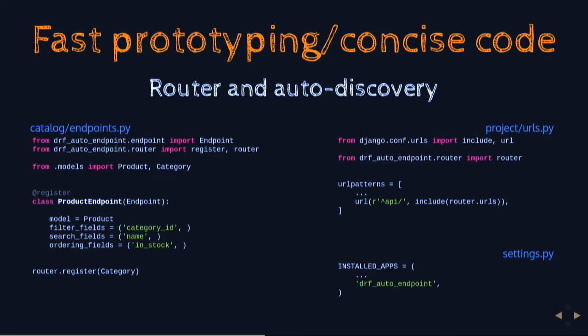auto-discovery that is used by Django Admin, and it will look into your application for all endpoints.py files, and once it finds one, it's going to load it and try to register everything that's in it. So you can see here we're using the register decorator on a full endpoint class, and once again, just as with Django Admin, you can directly register a model on the router. This router is not magic, it's just a subclass of the default router proposed by Django REST framework.